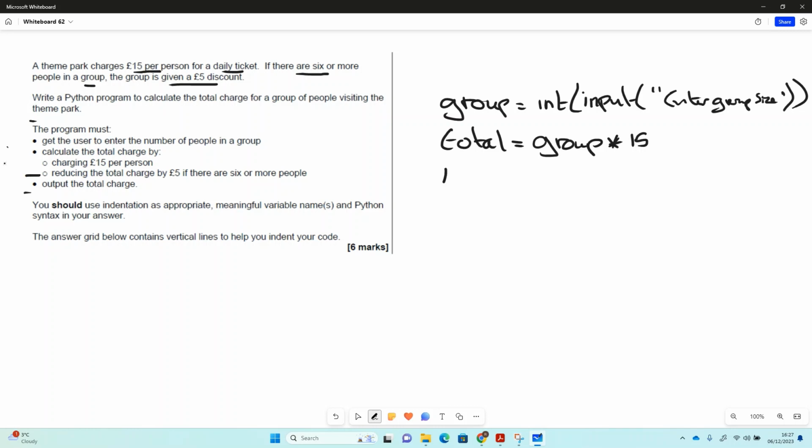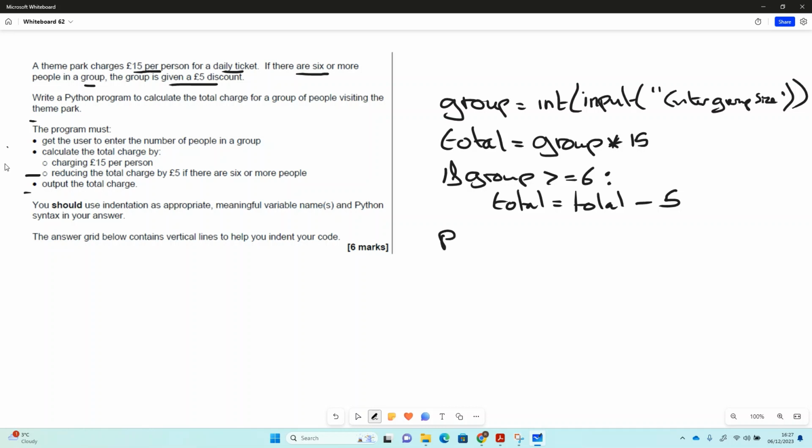So we need an if statement for this. So if group is 6 or more, so greater than or equal to 6. And then don't forget to indent your next bit. So total equals total minus 5, because we're going to take £5 off.